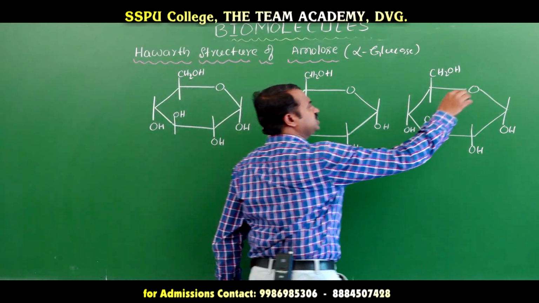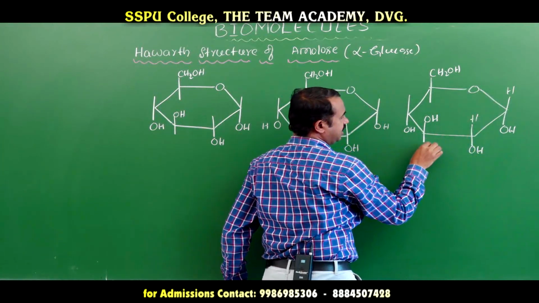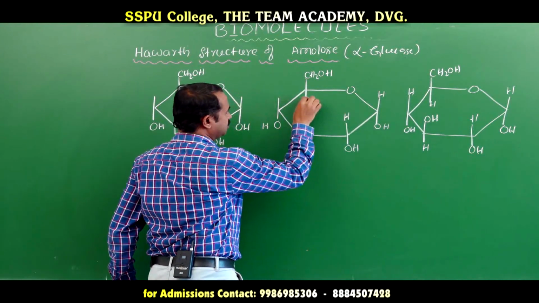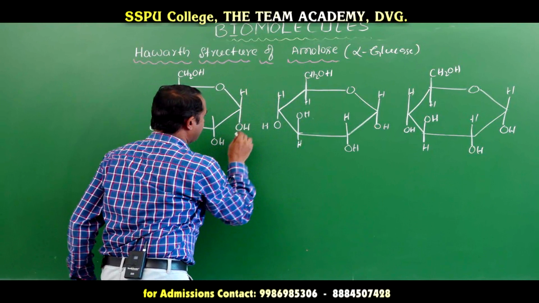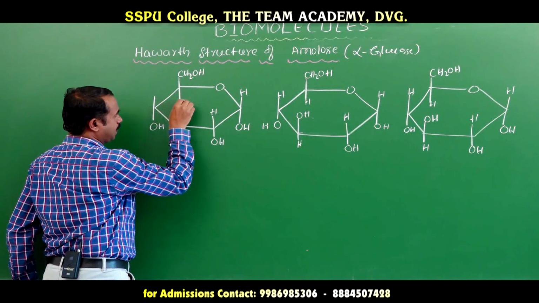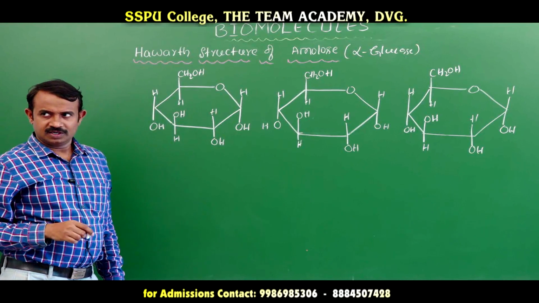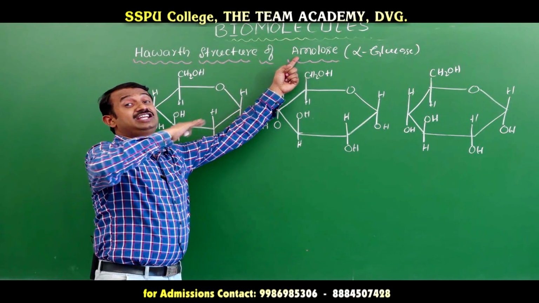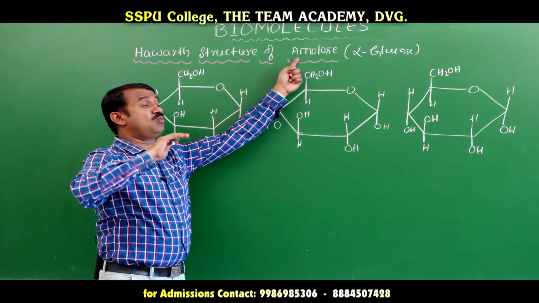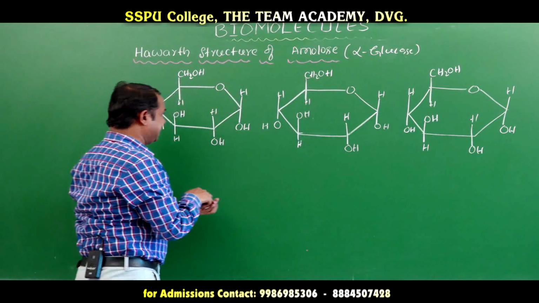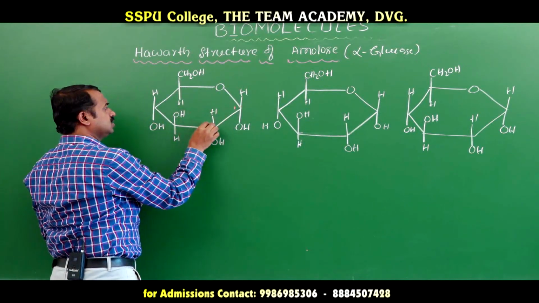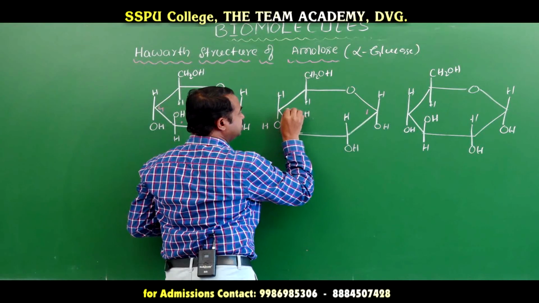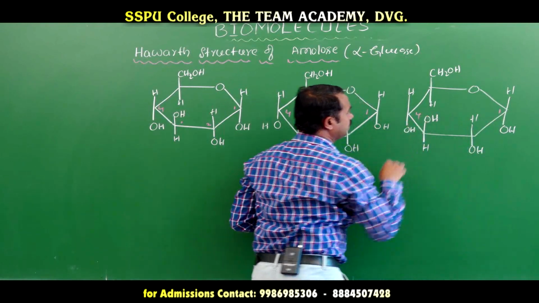Alpha glucose, opposite all it is having a hydrogen here. You should know, hydrogen, hydrogen, hydrogen, hydrogen. Here is the linear chain. Amylose is unbranched and freely soluble in water, and here the linkage is between C1 and C4, C1 and C4, C1 and C4.